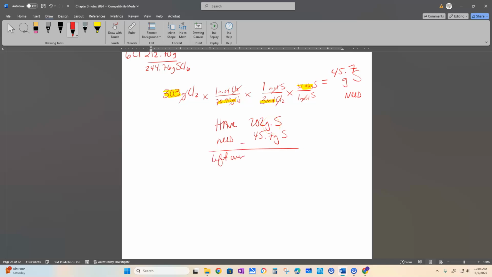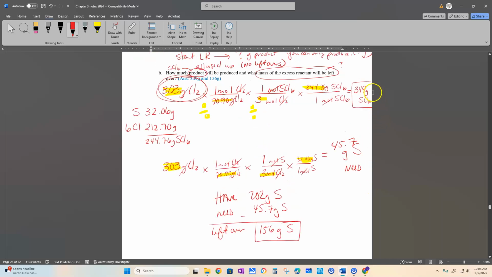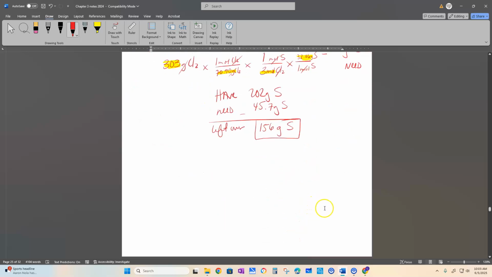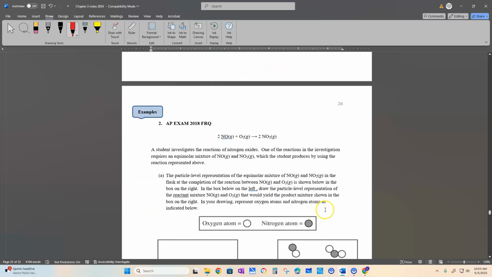So what is left over? Well, I'm going to subtract. So here's where you can get a little bit of trouble, is the sig figs. Because 202 has nothing after the decimal, and this one does, I need to make sure I have nothing after the decimal. So my calculator tells me 156.3, so I'm going to say 156 grams of sulfur. Okay, so let's make sure we always box our answers, and that's how you figure out limiting versus excess. I have a couple other scenarios, so that way you can see the differences.